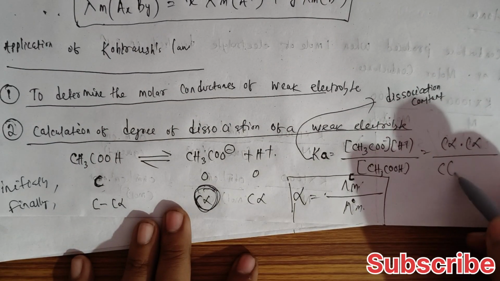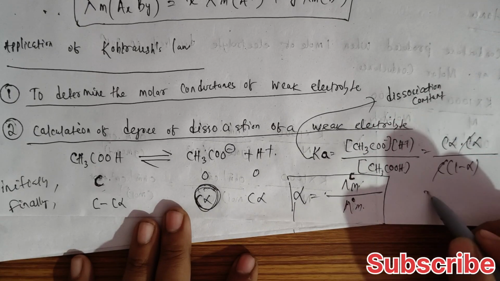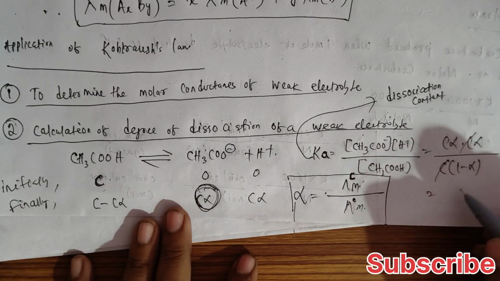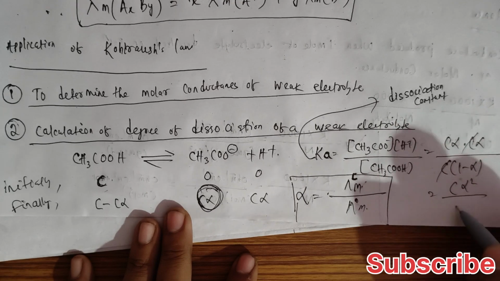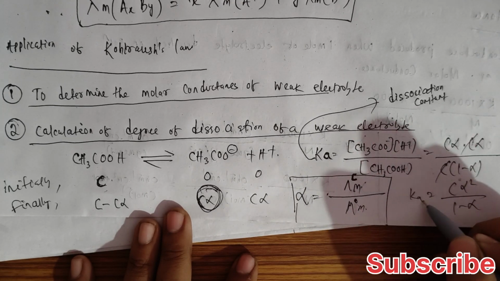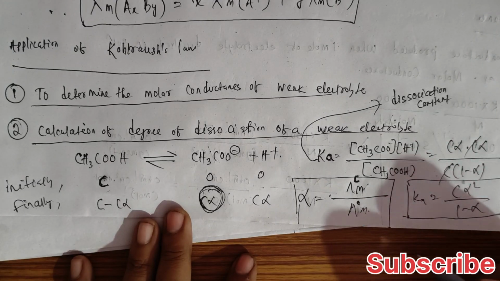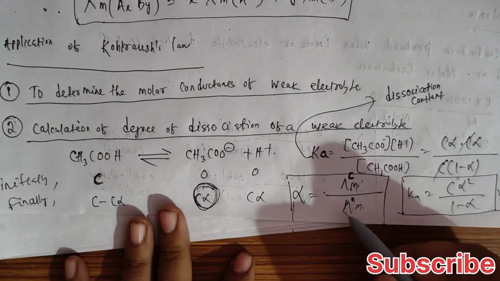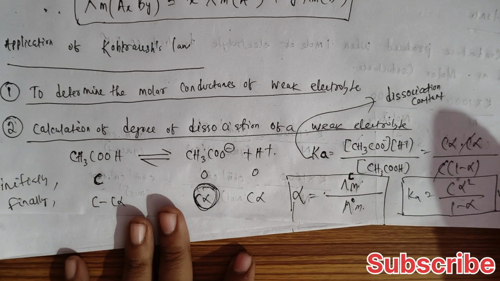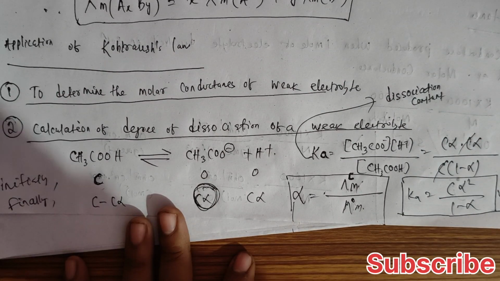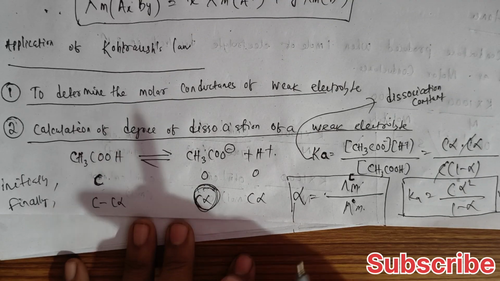C minus C alpha means C times 1 minus alpha. We can take C common, so C here will be omitted. Then we get C alpha square by 1 minus alpha, so Ka is equal to this. I hope it is clear to all of you. By putting in the alpha value, we get a value which is clearly mentioned in NCERT. I hope it is clear what Kohlrausch law actually is and what its limitation is.